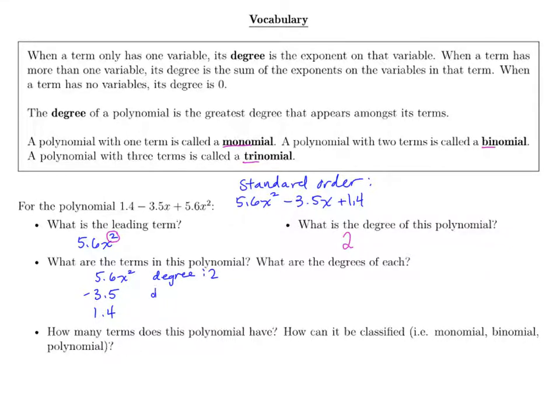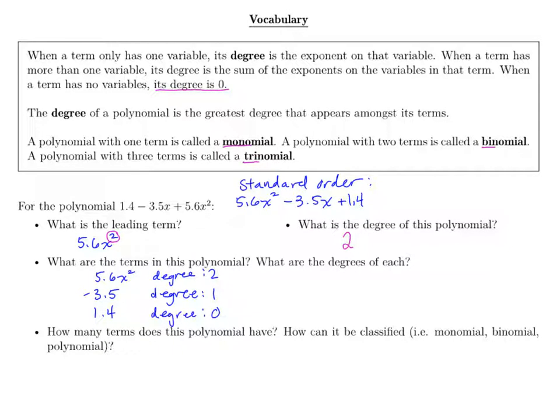For negative 3.5x, its degree is just 1. And then 1.4, that degree is 0. And again, if we look back why that degree is 0, one way to think about it is x to the 0. Another is that when a term has no variables, we've simply defined that its degree is 0.